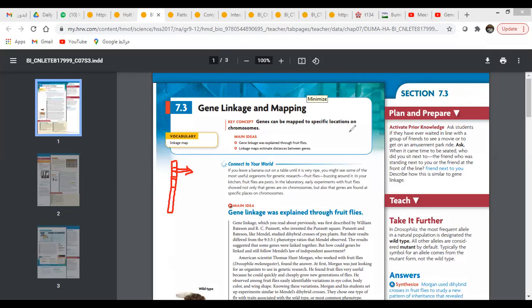Okay, now this is gene linkage and mapping. Scientists made experiments after Mendel, and gene linkage was not discovered by Mendel. There was a geneticist called Morgan. Morgan discovered this gene linkage. He discovered that some genes are close together on the same chromosome and are linked together. And most of the time, not all the time, they are inherited together.